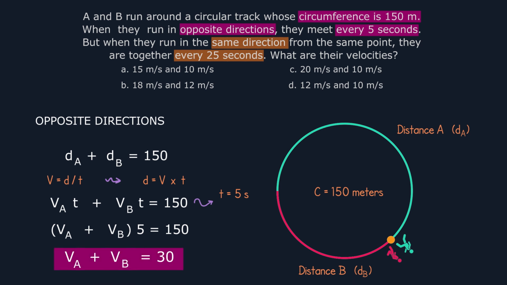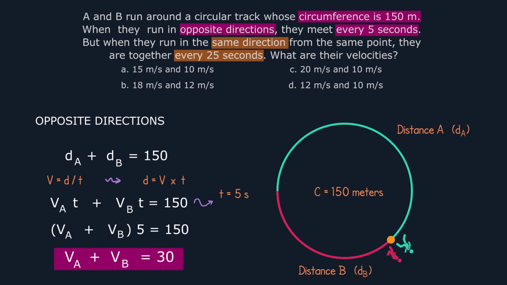Now, if this problem is given with multiple choices, like in most entrance and licensure exams, you can pause right here and test all the given options. The key here is that the values in the choices should satisfy this equation. And if only one option will give us the sum of 30 meters per second, then you can stop right away and have that as an answer.